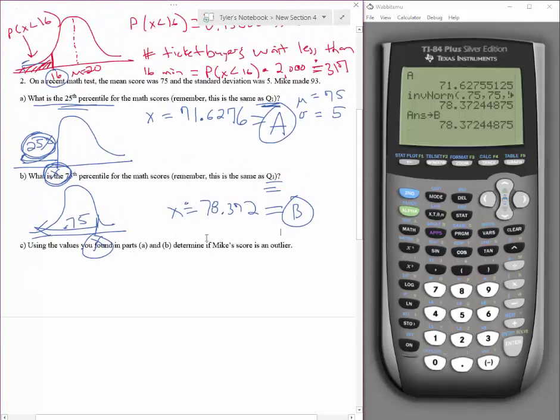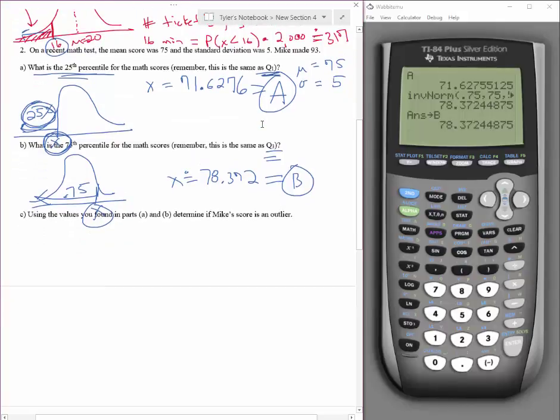Really, these A and B things aren't something you necessarily have to write down for me. This is more for you, to remember what variable you used when you stored. You don't have to use store, but I knew in part C I was going to use the values from A and B to generate C. It's bad to use a rounded answer to get another answer. That's what we call rounding error in math, so you can be off a little bit, right? But part C says, using the values you found in parts A and B, determine if Mike's score is an outlier. Mike's score was 93, right?